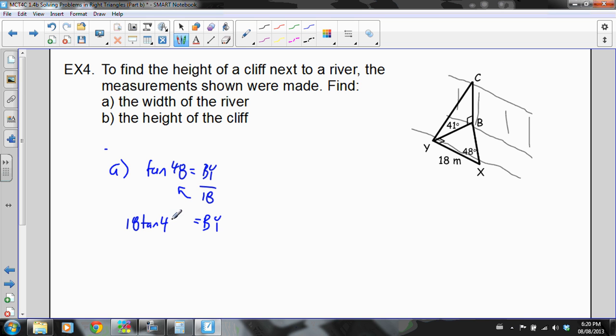18 tan 48. Jam that into a calculator, and we get about 20 meters. Then in the next question, the height of the cliff, now that we've got that 20 meters, I've got the adjacent side to this 41-degree angle, and I can find CB, the height of the cliff. All right, so again, opposite and adjacent is the tangent.